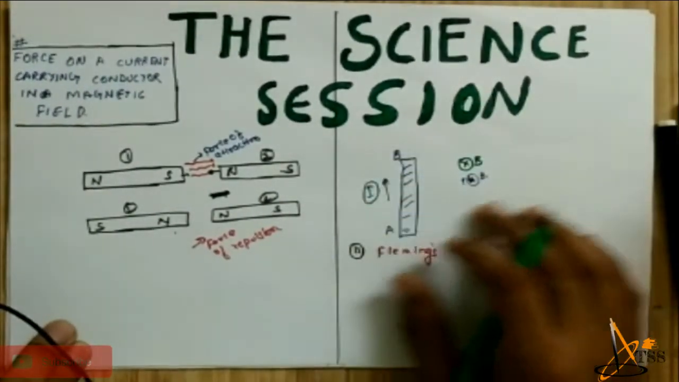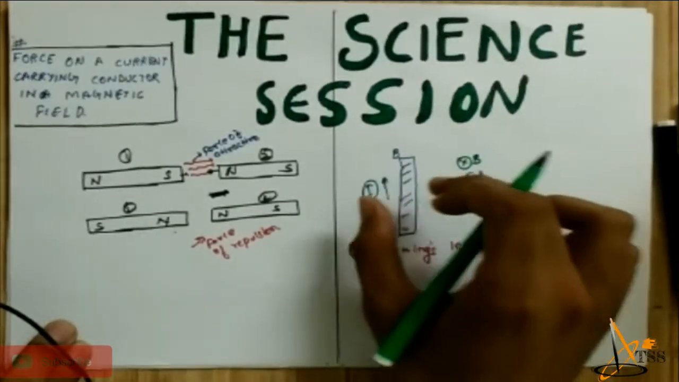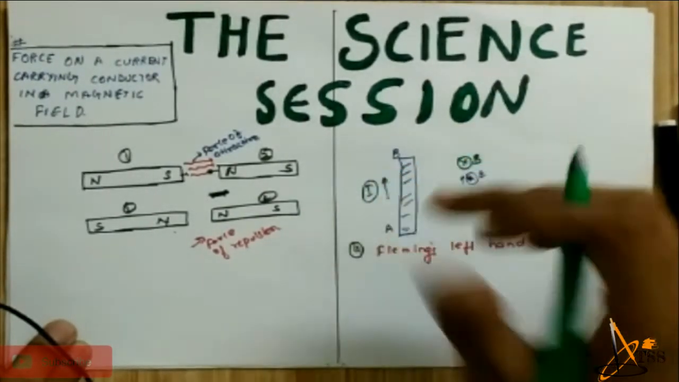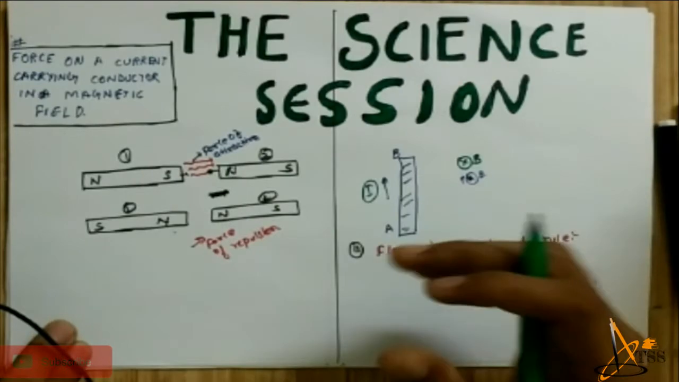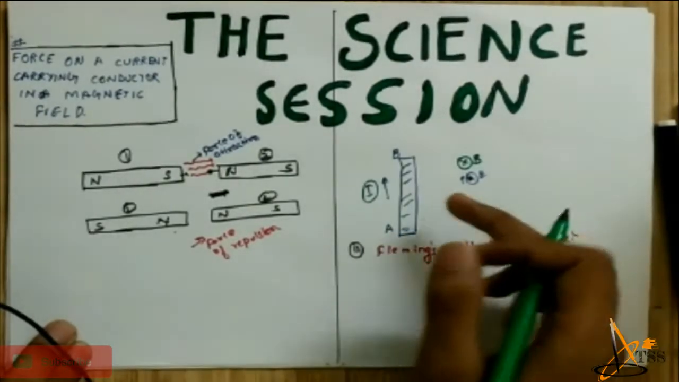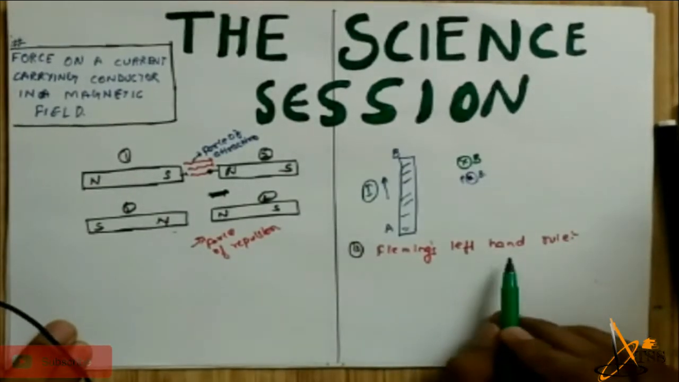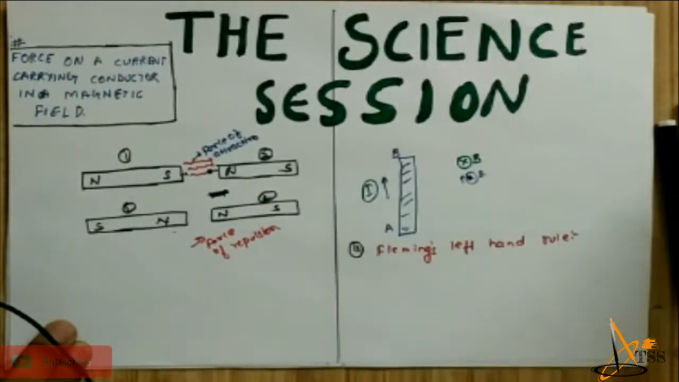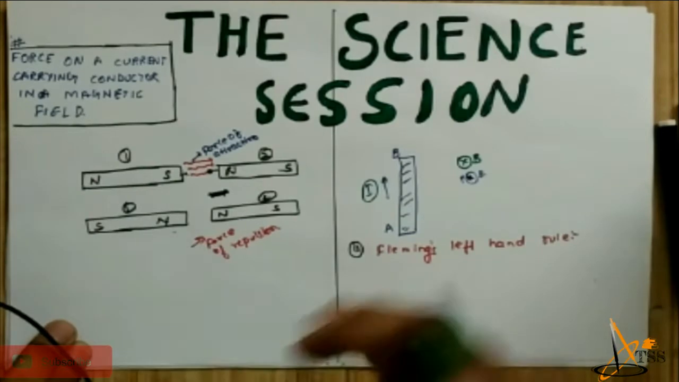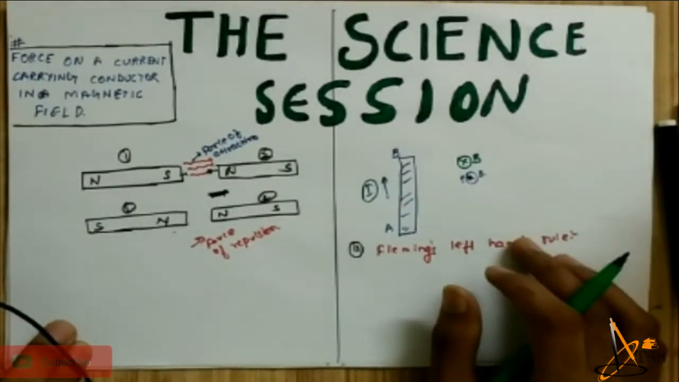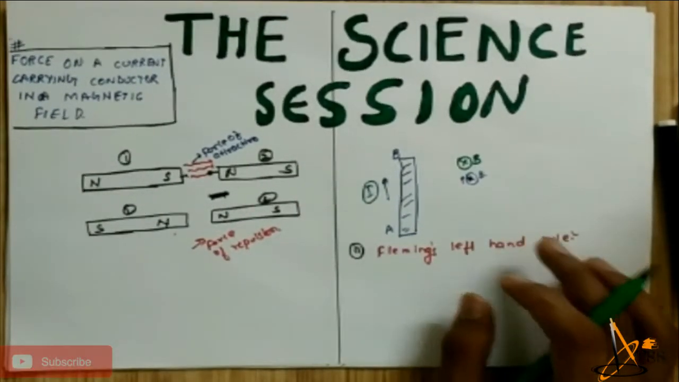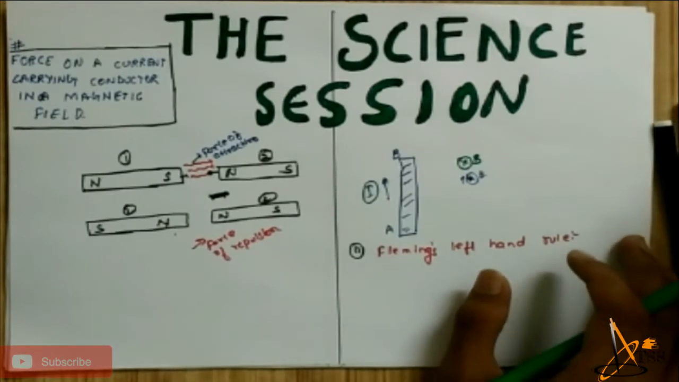So there is a magnetic field generated, and when this conductor is kept in an external magnetic field, a force is experienced. Got it? And that force is explained by Fleming's left hand rule, which tells in which direction the force is experienced and what its properties are. Now what is Fleming's left hand rule? Let's try to understand.